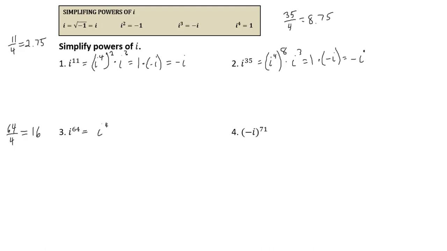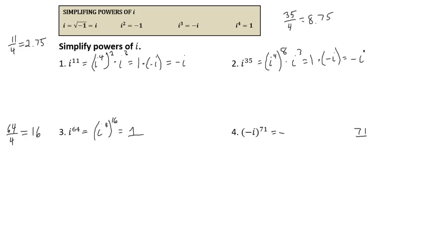So that's i to the fourth 16 times, which is 1 to the 16th, which is 1. 1 times itself 16 times is 1. This one's a little bit more challenging because it has the negative, but a negative occurring 71 times is a negative because it's an odd number.